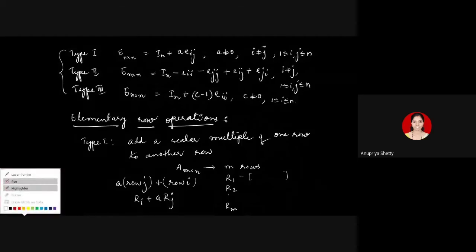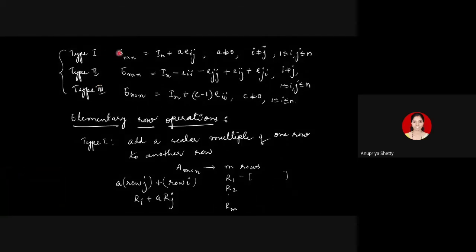Three types of elementary matrices. Elementary matrices are all square matrices. First type is in this form, In plus A into Eij. Eij represents a matrix unit. A is non-zero and i is not equal to j here.